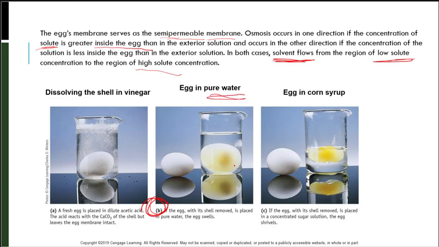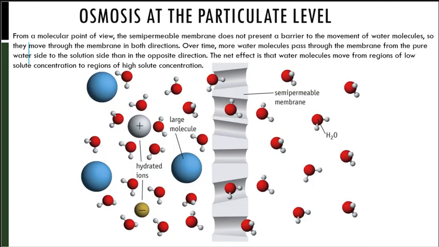So the solute concentration is greater inside the egg. So the pure water enters the egg and the egg swells. But when it's placed in corn syrup, that means that the solute concentration is greater in the corn syrup. So the solvent flows out of the egg into the corn syrup and the egg shrivels. Let's look at the particulate level.